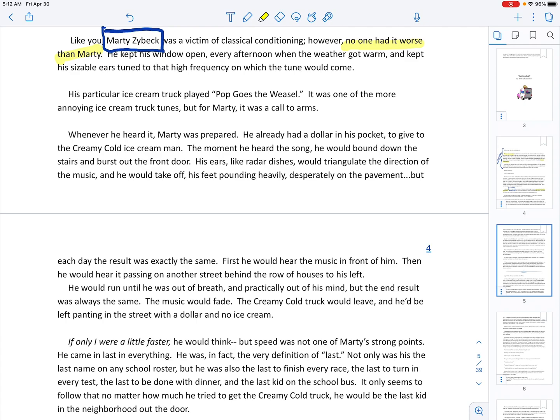So you got to kind of feel bad for Marty here because it sounds like he spends a lot of time trying to catch this ice cream truck and he can't. For some reason, he never seems able to do it. Up here, they describe his ears, that they're like radar dishes. So when we have a comparison that uses like or as, this is a simile.